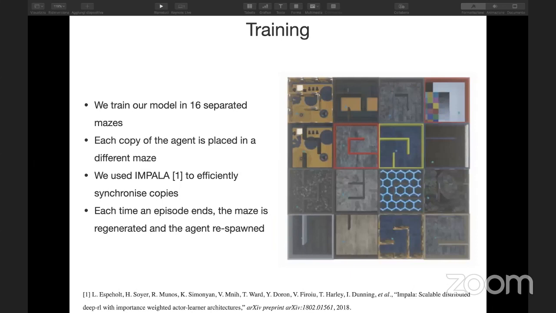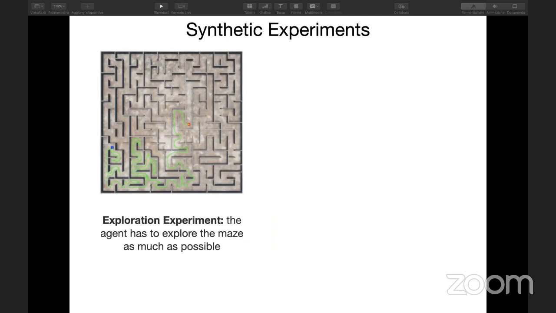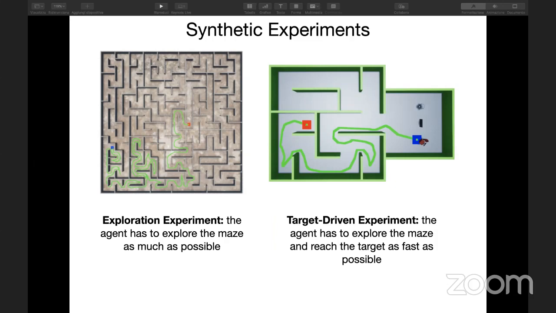We design two kinds of experiments to assess the quality of the learned policy. The first one is the exploration experiment, in which the agent is placed in a very large maze. The task in this case is to explore the maze as fast as possible. In the target-driven experiment, instead, the maze is much smaller, but at the end of the maze the agent also has to recognize the target and approach it.